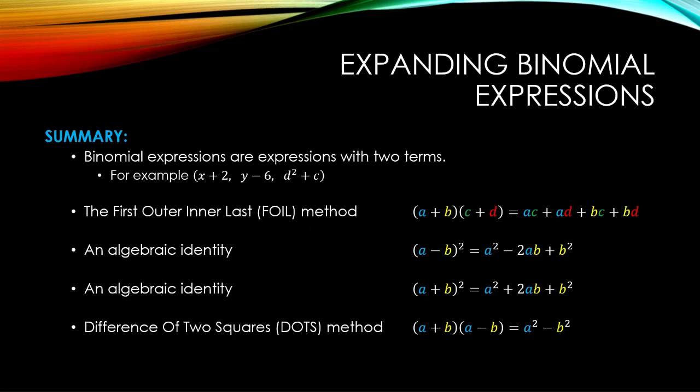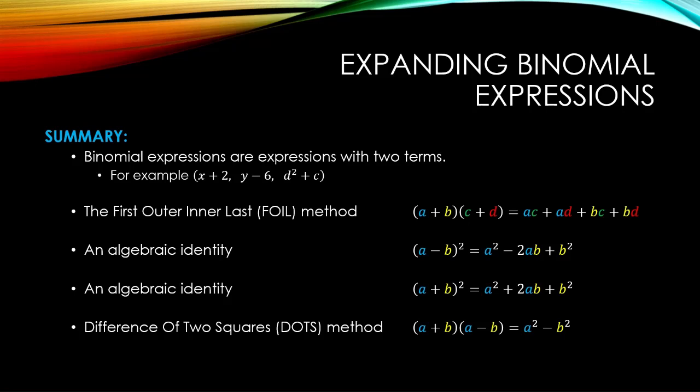In summary, a binomial expression is an expression with two terms. For example, x plus 2, y minus 6, and d squared plus c. We can multiply two binomial expressions by using the FOIL method. In the FOIL method, F stands for first, O stands for outer, I stands for inner, and L stands for last.